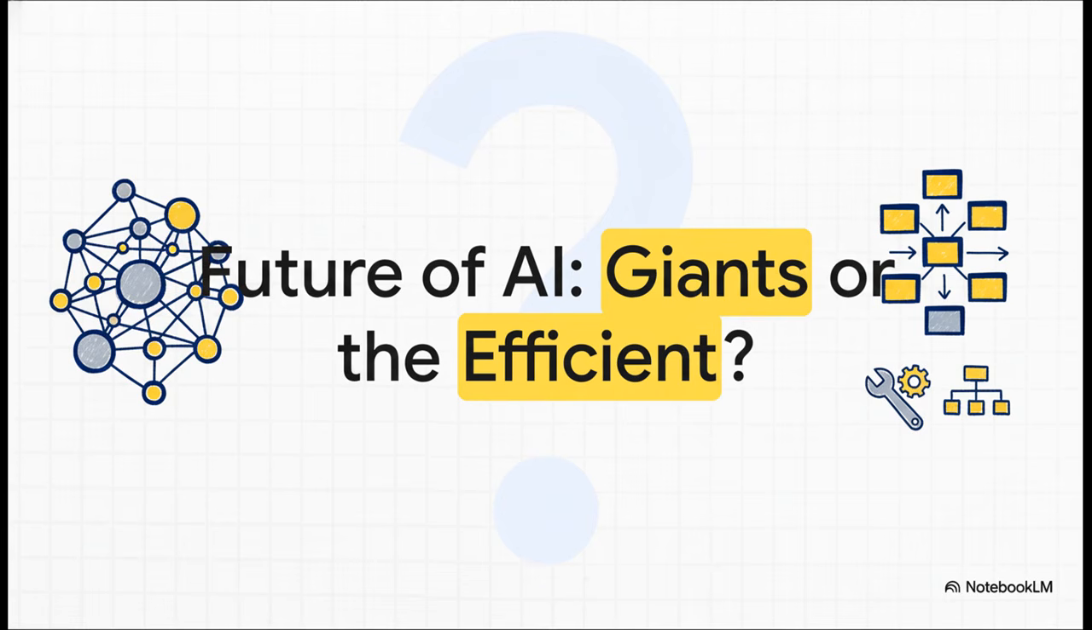And that really leaves us with a huge question about the future of AI, doesn't it? Is the future going to be owned by a few giants building bigger and bigger, more expensive models? Or is the future going to belong to these smaller, faster, more efficient models like MiniMax M2? It's definitely something to think about.